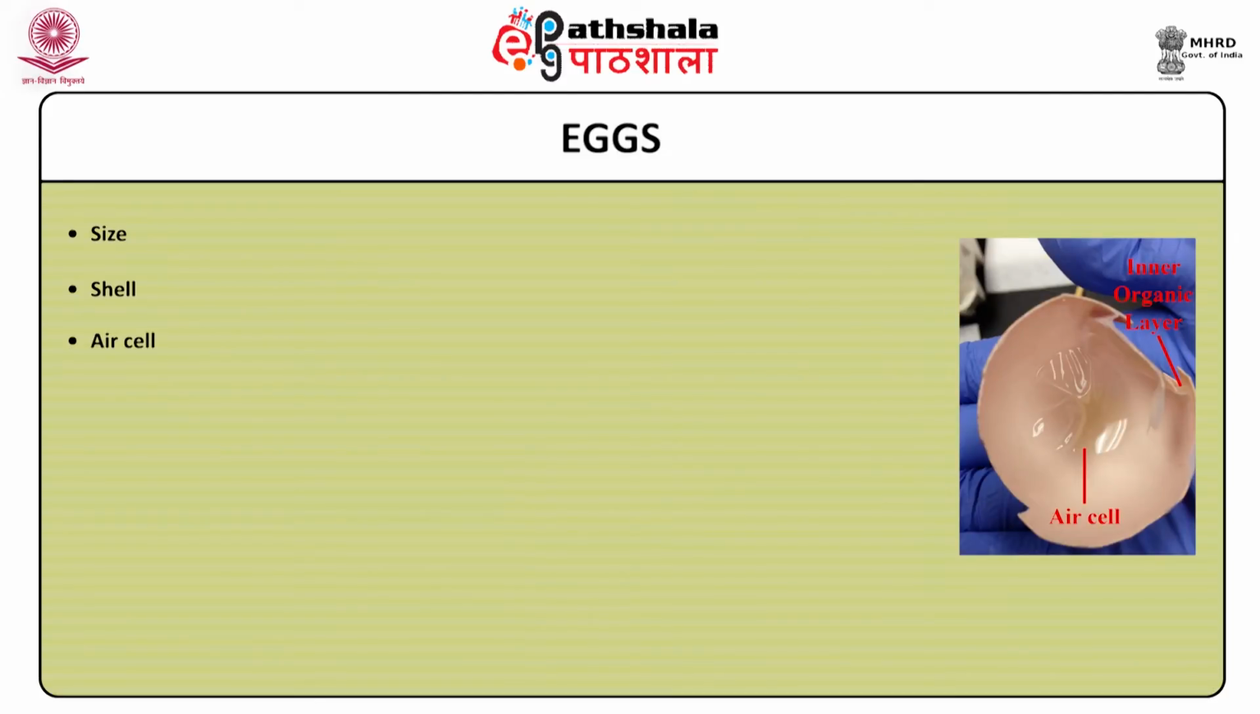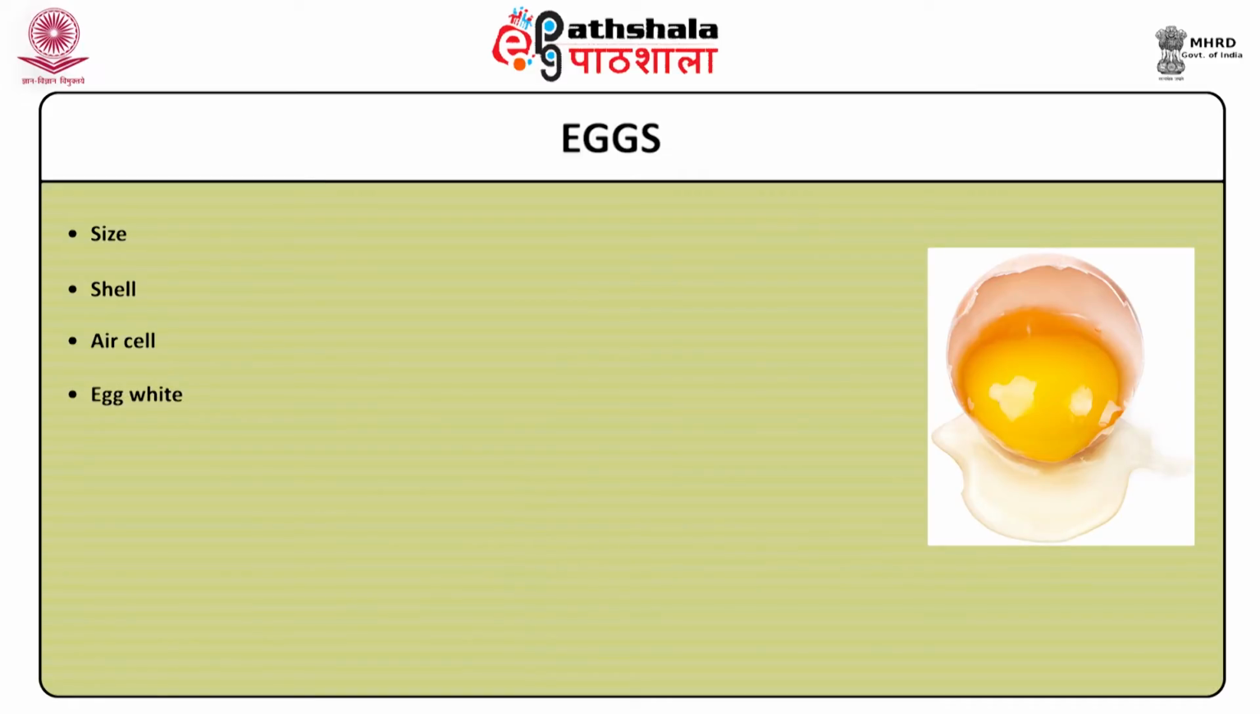Air cell. As the quality of the egg decreases, the size of the air cell increases due to loss of moisture through the shell, especially in warm, dry atmosphere. Egg white. A fresh egg white broken onto a plate stands up in rounded form due to the viscosity of the thick portion of the egg white that surrounds the yolk. As egg deteriorates, the percentage of the thin white increases.